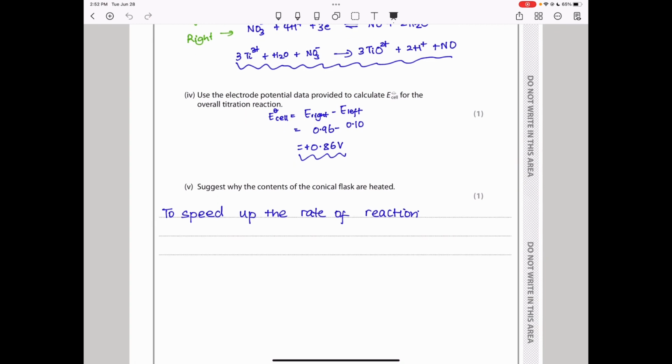And here they ask: suggest why the contents of the conical flask are heated. Every time you're heating, you're trying to speed up the reaction, or increase the rate of reaction, so that the reacting molecules have enough kinetic energy for collisions to occur successfully so that the rate can be increased. So this is to speed up the rate of reaction.